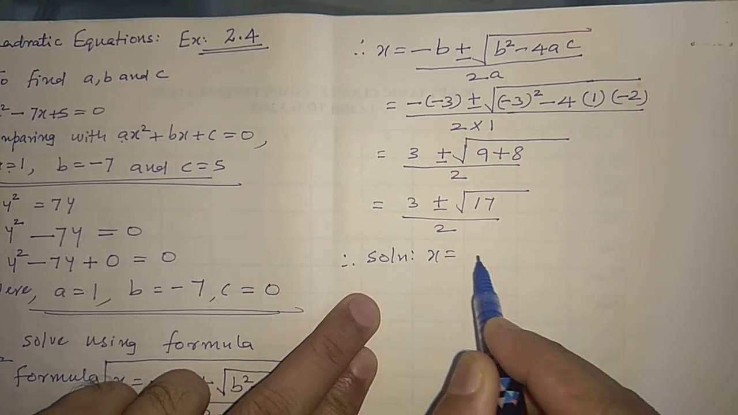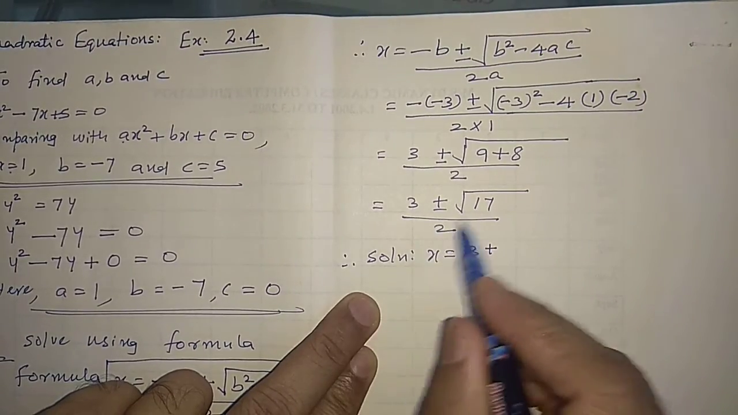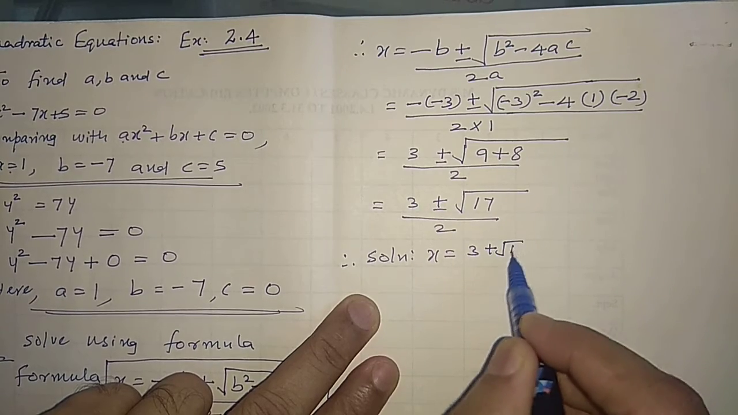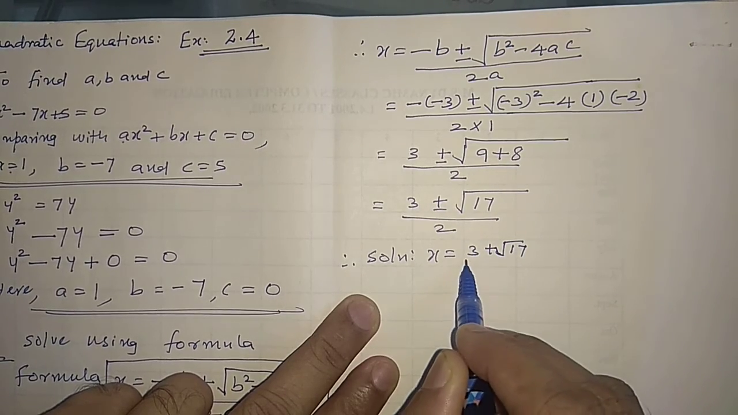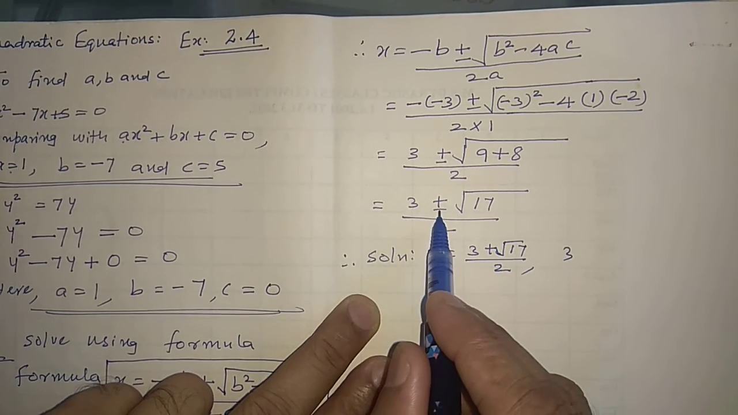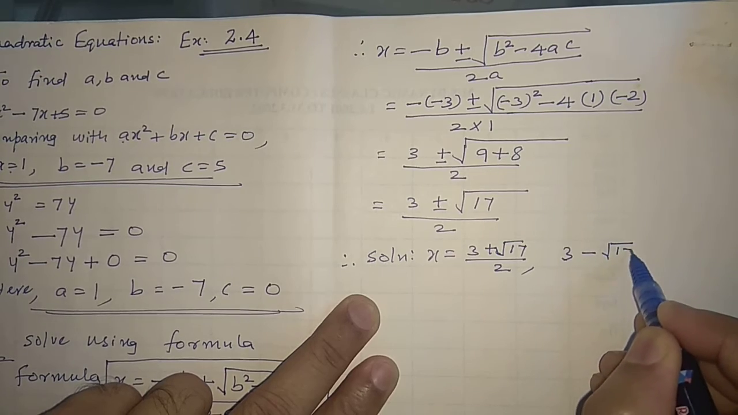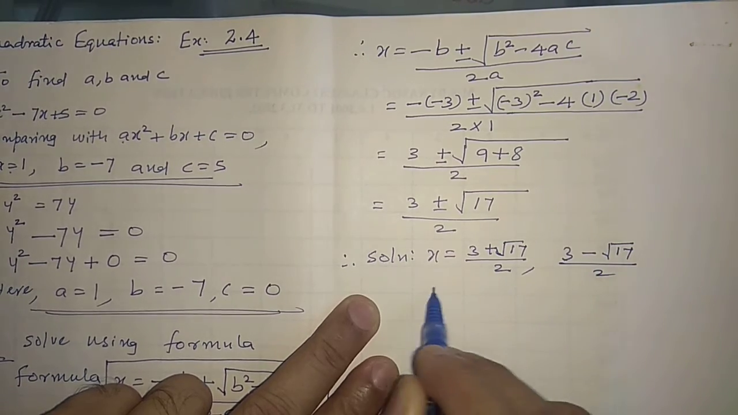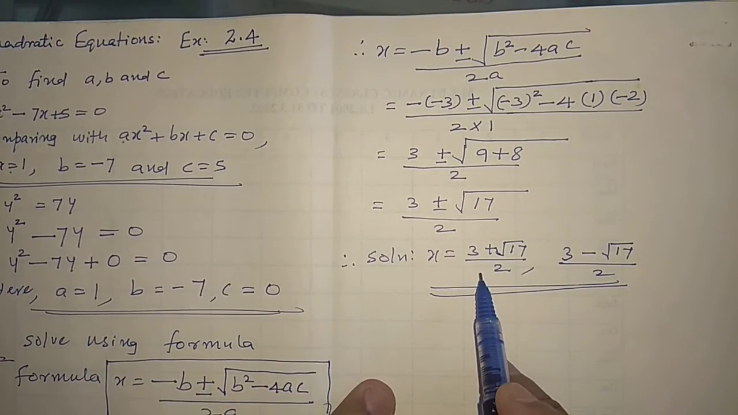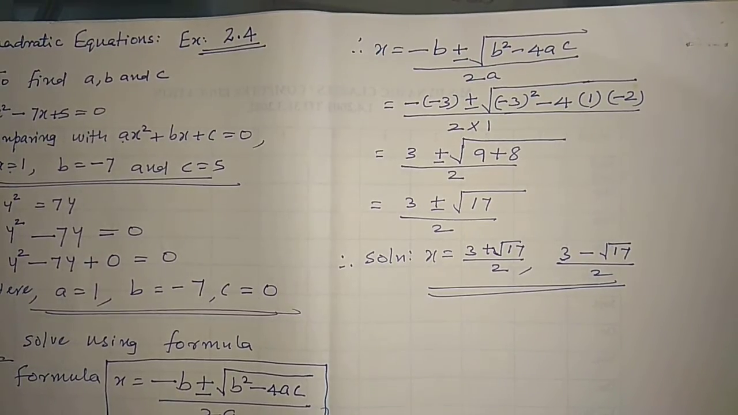The solution: x is equal to 3 plus root 17 upon 2 for one answer, and the other answer is 3 minus root 17 upon 2. These are the two roots. Roots mean the solutions of this equation.